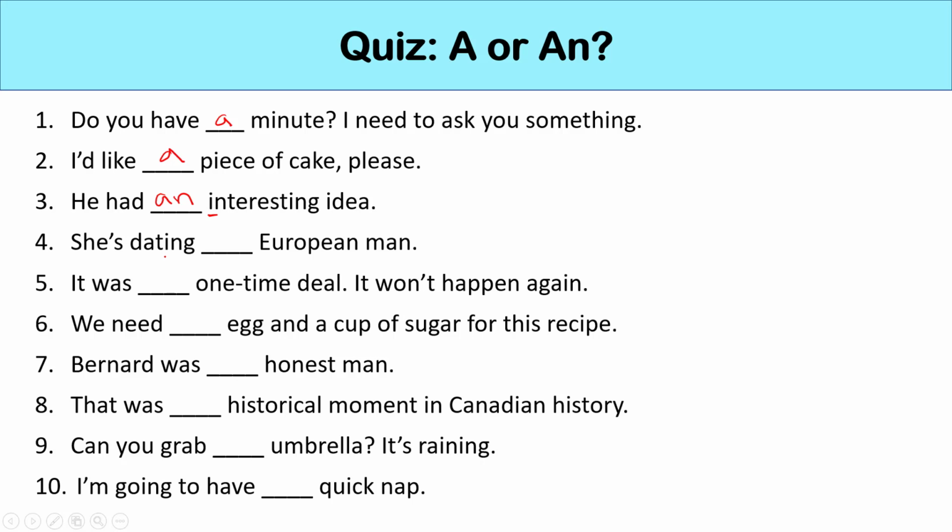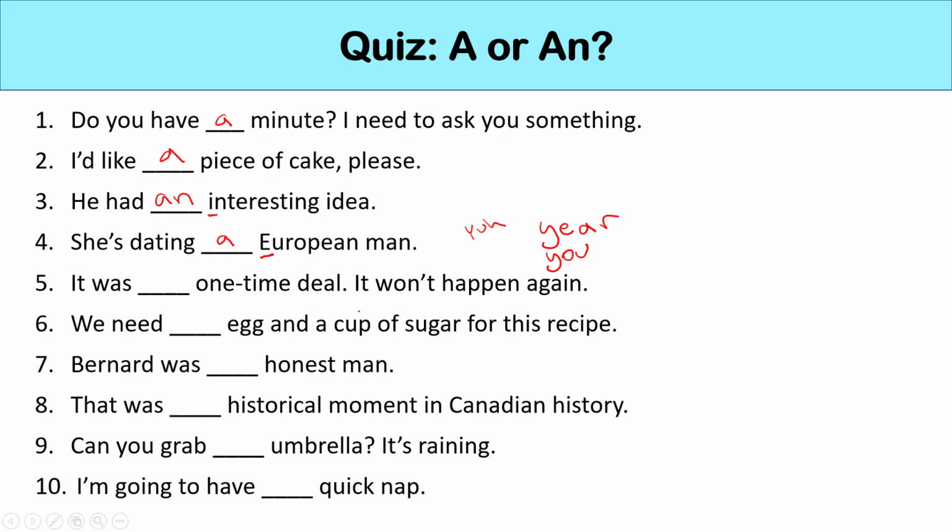Now, number 4 is tricky. She's dating a European man. Now, European begins with an E, which is a vowel, but it does not have a vowel sound. It has a consonant sound. The word European has a Y sound, much like year or you. So we say a European man. So we have to write a because it has a consonant sound.